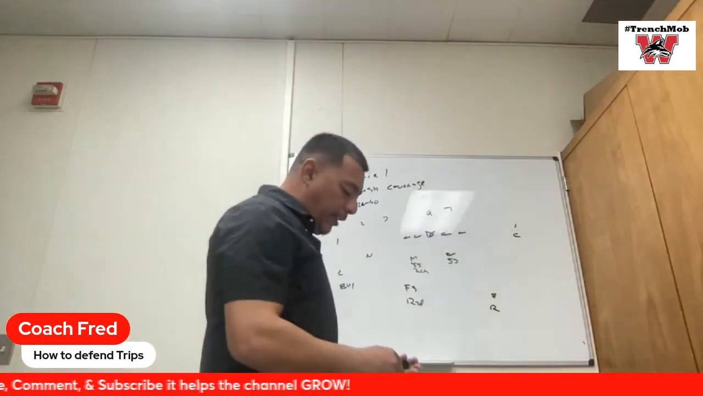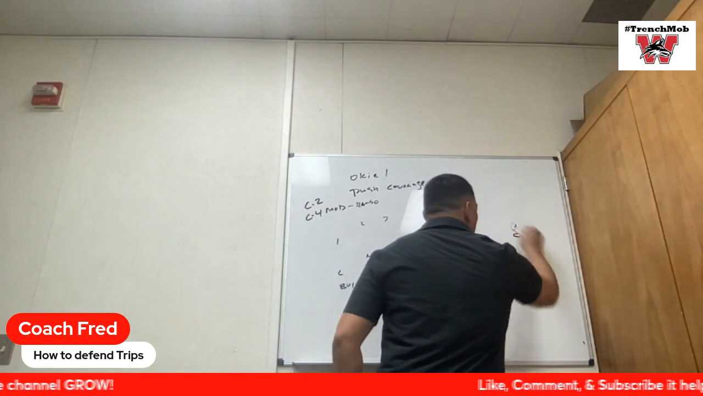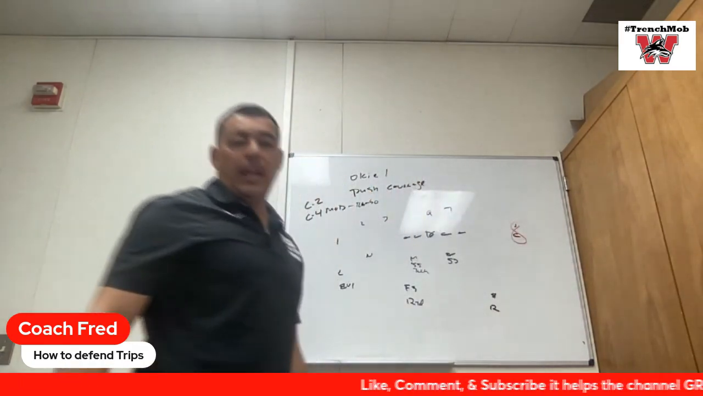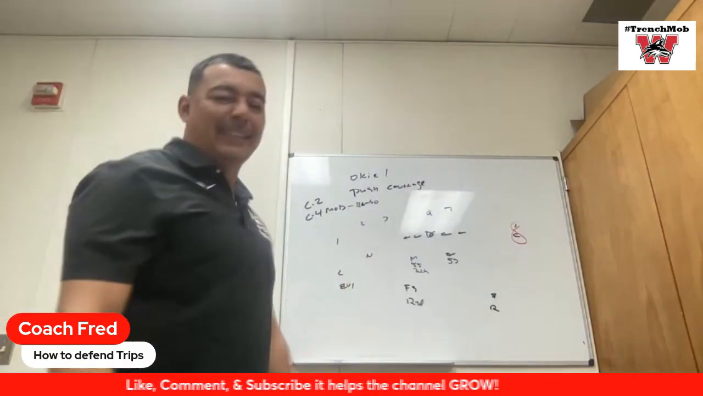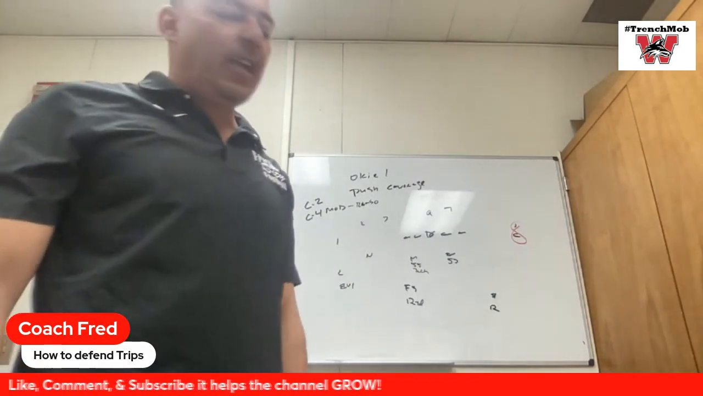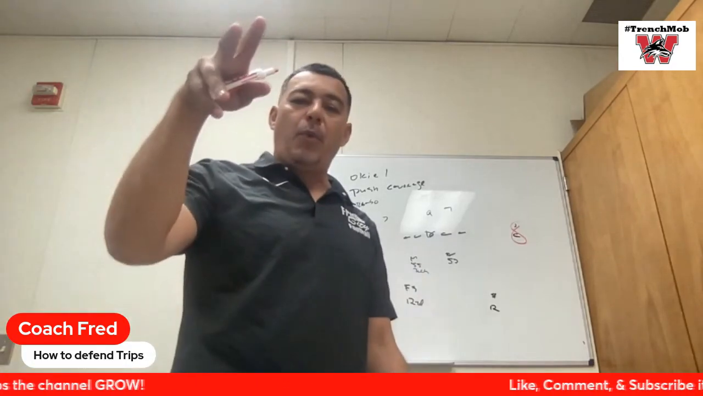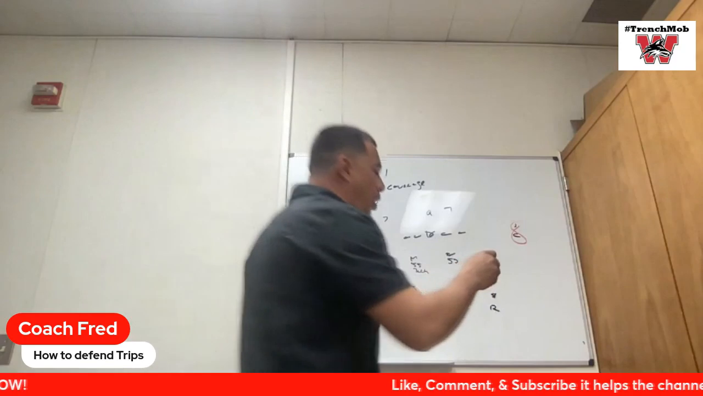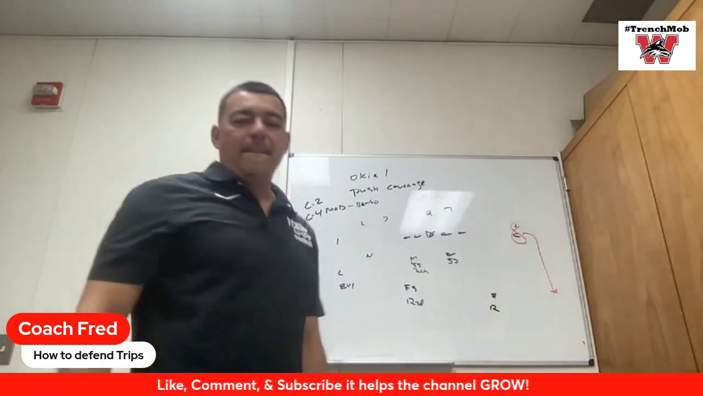So backside here, we are telling the corner, you are manned up. You're going to take something away. What we want him to take away is the inside route, so he's going to be inside leverage. We want to encourage the deep ball. We want that fade ball. The fade ball is the ball that we want, in the boundary.